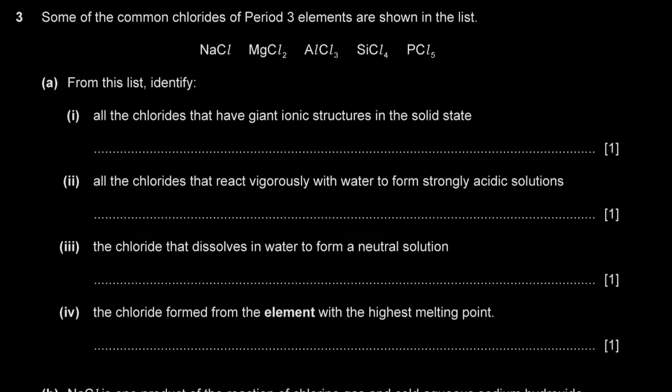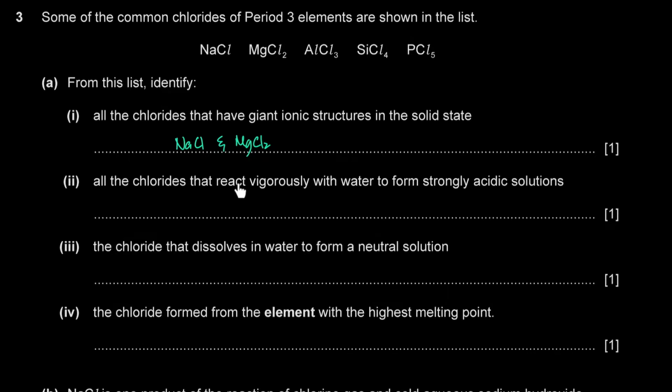Here we have question number 3, which says some of the common chlorides of period 3 elements are shown in the list. From this list, identify all the chlorides that have giant ionic structures in the solid state. So sodium chloride and magnesium chloride have giant ionic structures. They're ionic compounds. So NaCl and MgCl2. Aluminum chloride, if you remember, is sort of like a mixture between ionic and covalent, so we treat it as a covalent compound in our syllabus. So it's sodium chloride and magnesium chloride.